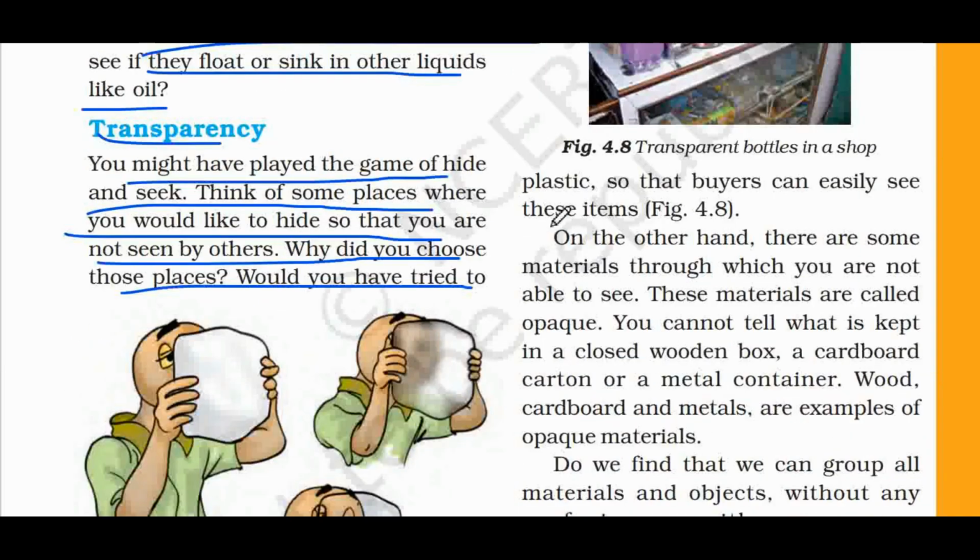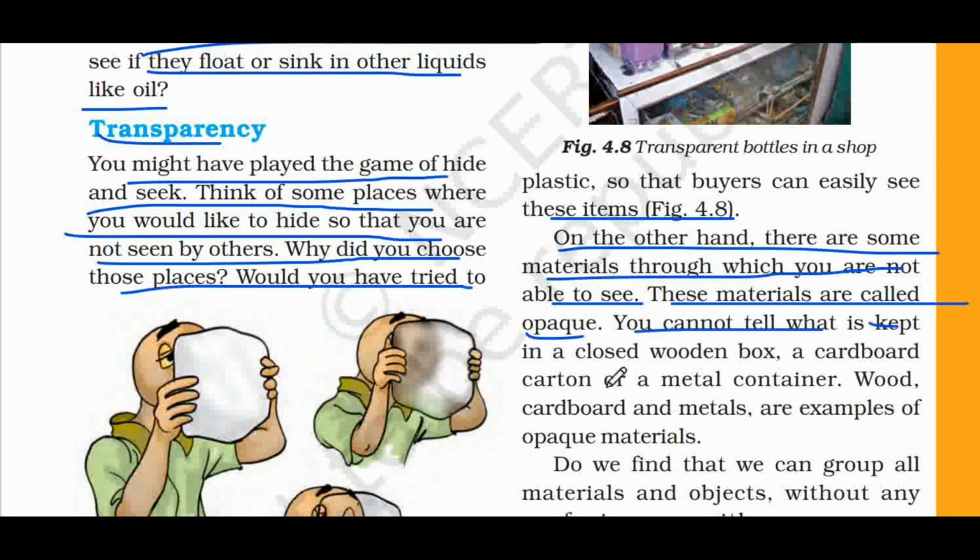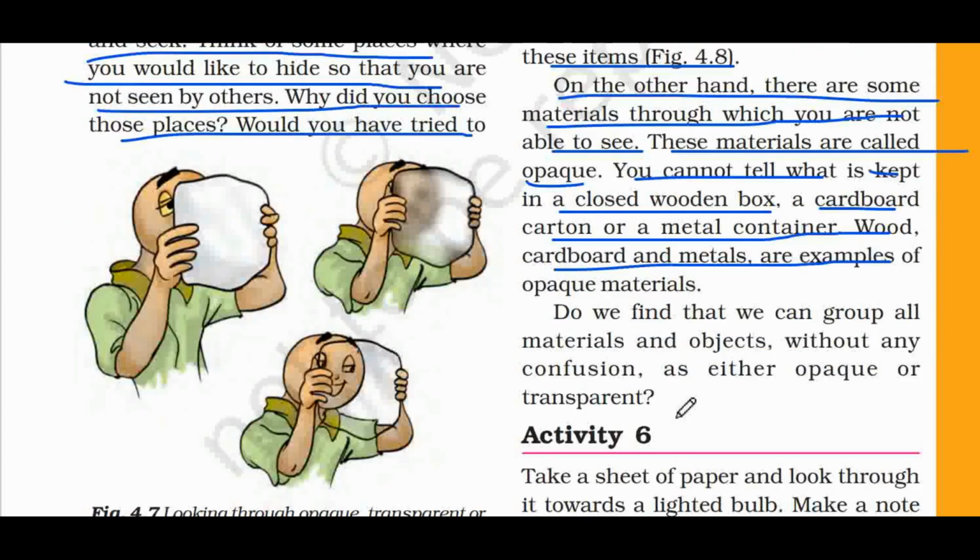Fig. 4.8. On the other hand, there are some materials through which you are not able to see. These materials are called opaque. You cannot tell what is kept in a closed wooden box, a cardboard carton, or a metal container. Wood, cardboard, and metals are examples of opaque materials. Do we find that we can group all materials and objects without any confusion as either opaque or transparent?